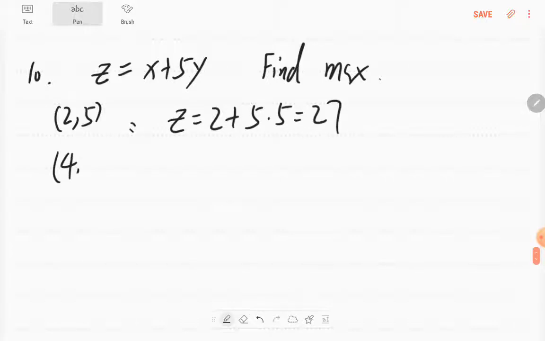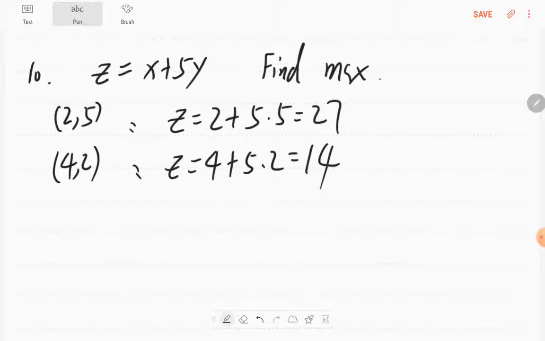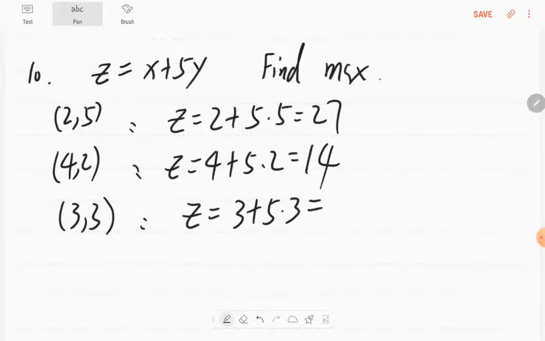And the next one is 4, 2. So this would be 4 plus 5 times 2, which is 14. And then the next one is 3, 3. z equals 3 plus 5 times 3, so this would be 18. So which one is the largest number? So this one is the largest. So this is the maximum value.